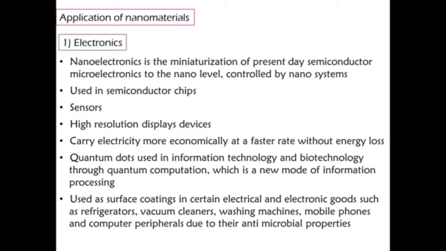It is used as surface coatings in certain electrical and electronic goods such as refrigerators, vacuum cleaners, washing machines, mobile phones, and computer peripherals due to their antimicrobial properties. Many of the nanomaterials have antimicrobial properties. It will not allow any microbes to grow on its surface. So it can be used as a surface coating in many electronic goods. As you know, if it gets moisture, certain molds will grow, and all this will be controlled by coating certain nanomaterials on the surface of the electronic devices.